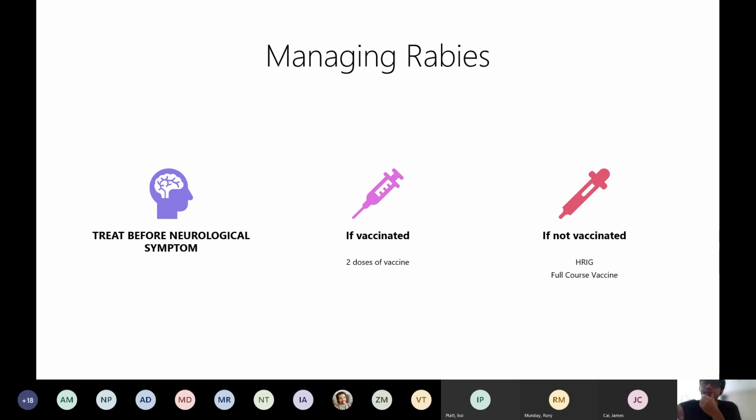Oh, I said I would show a picture of CMV retinitis. Sorry, Nanthi, you just reminded me of that. I said I would do that.